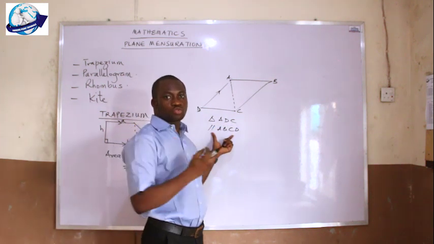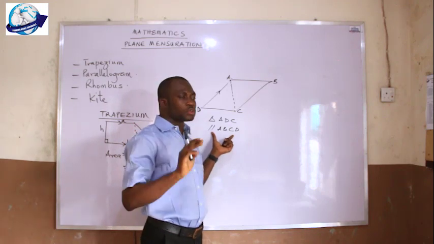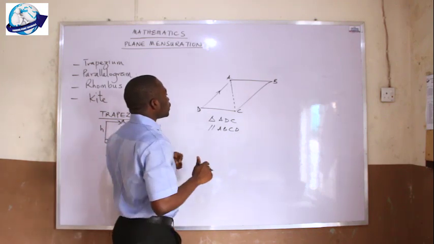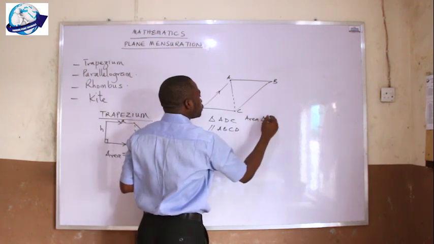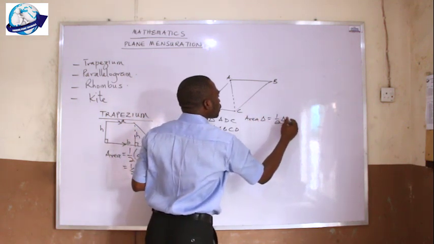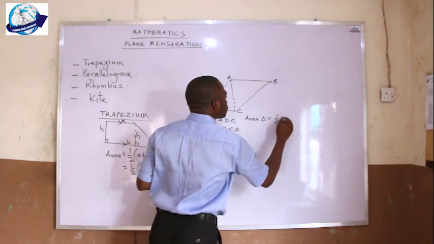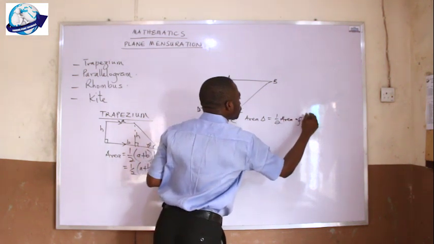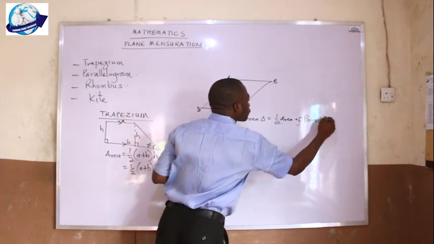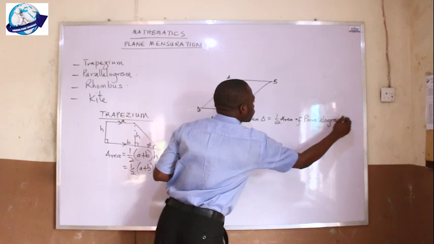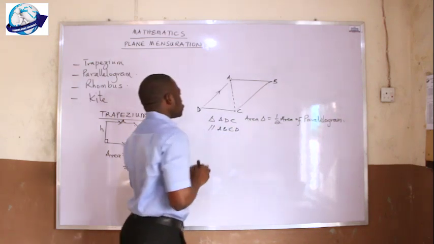I'm trying to digress to show you this, so that when I come up in the next class, you will understand what I'm saying. The area of this triangle is equal to half the area of that parallelogram. Okay, so understand this.